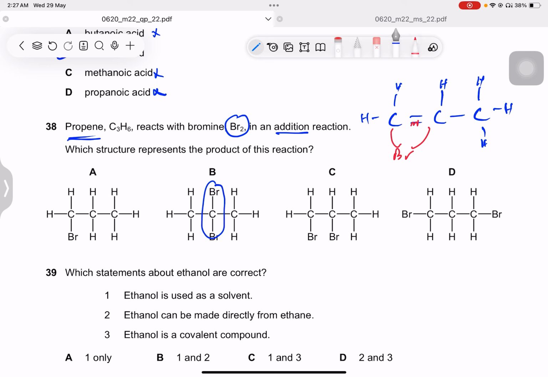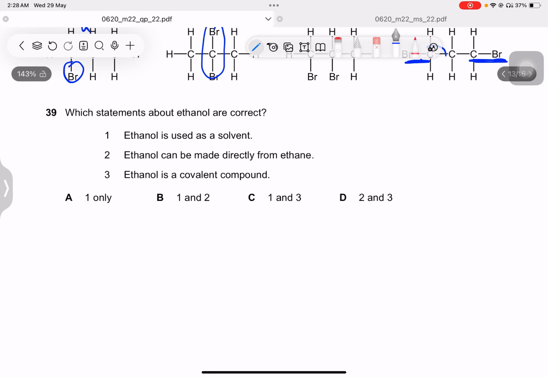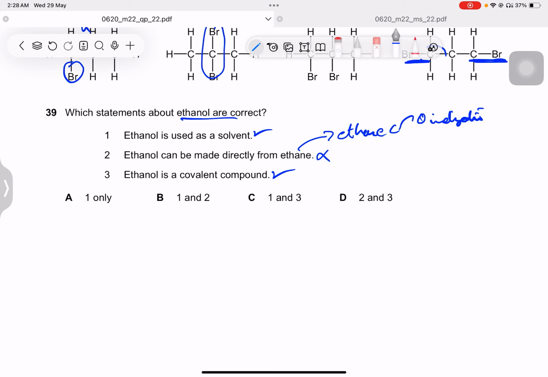This has two bromine on the same carbon. No. This has only one bromine. No. This has two bromines, but on separate carbons, not adjacent to each other. Next, which statements about ethanol are correct? It is used as a solvent. Yes. It can be made directly from ethane. No. First, you have to convert it to ethene, then add oxidization. Ethanol is a covalent compound. Yes.